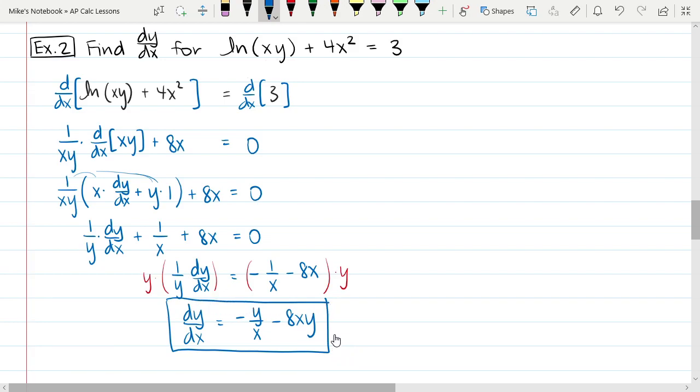All right, so that is implicit differentiation that just happens to involve a natural log function. Okay, so that wraps it up for the log function section. Let's move on to exponentials.